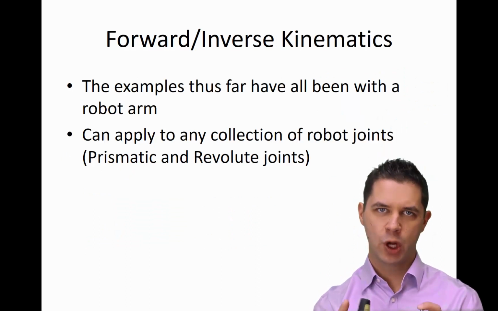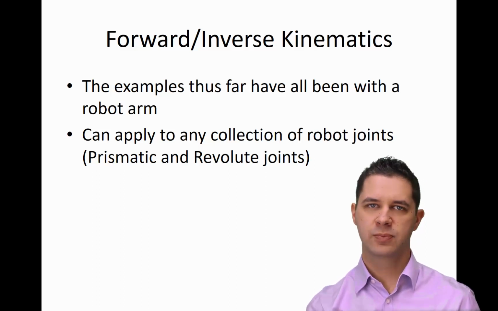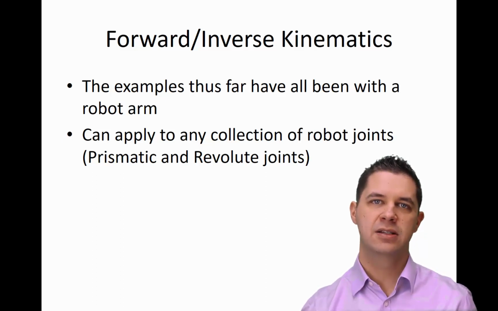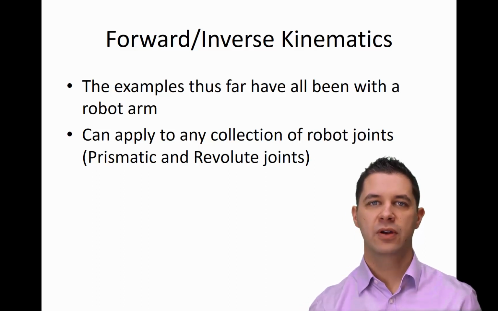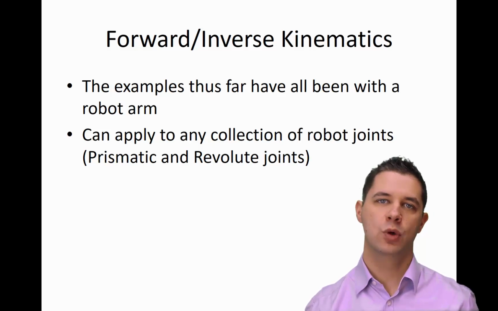So the examples we've shown thus far have been with a robot arm, but we can apply this concept of robot joints and these prismatic and revolute joints to pretty well anything. And so we'll go through a few examples first up as we learn the basics of forward kinematics with some very simple collections of 1 and 2 joints as we then build up to higher levels of joints in our system.